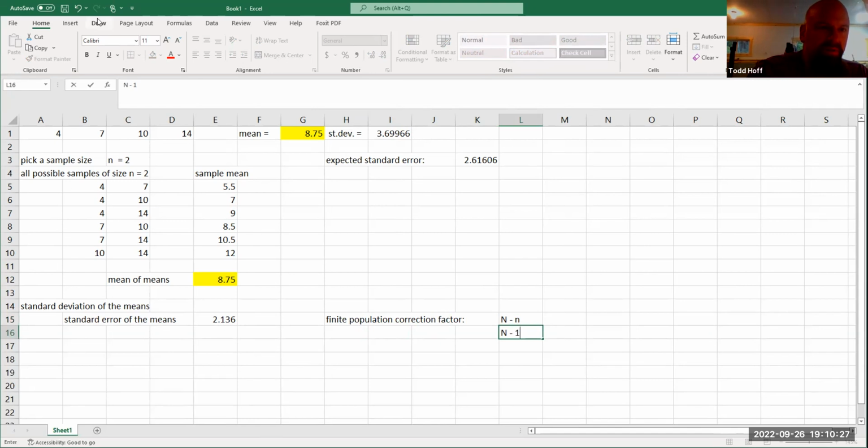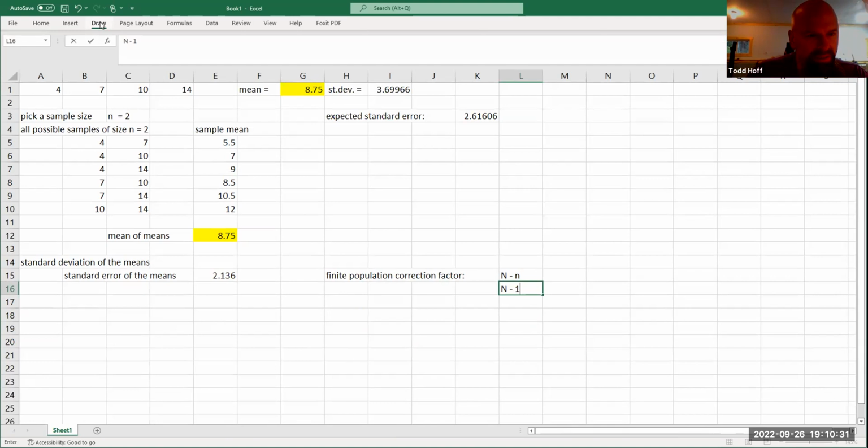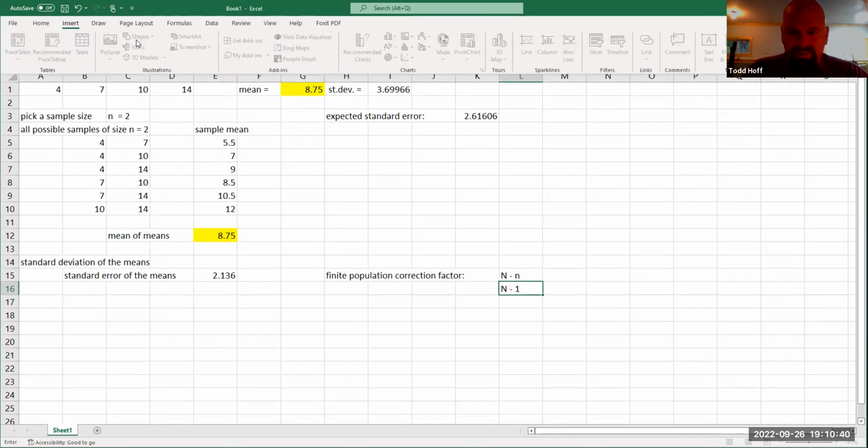And of course, you got to put in the square root there. My draw tools are not working tonight. Huh. Okay, well, we'll do this. None of those tools are working tonight. So anyway, I'll leave it at that.